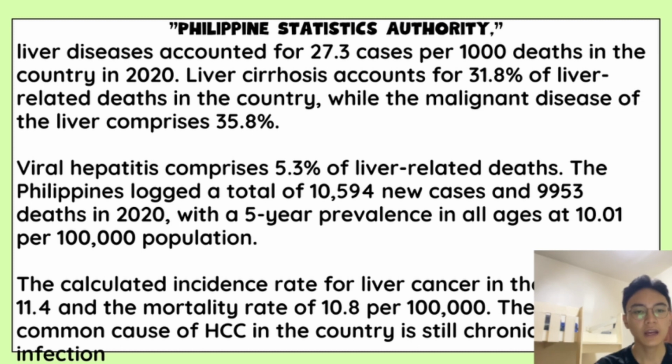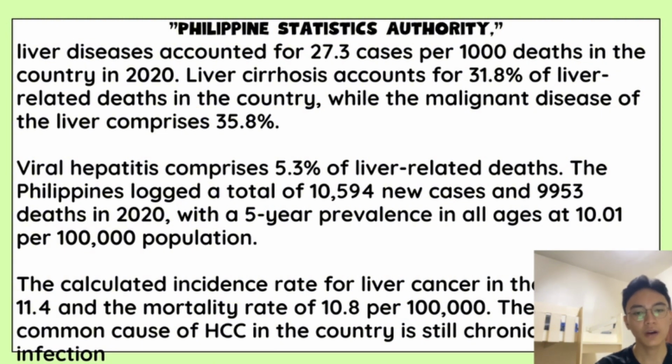Liver cirrhosis accounts for 31.8% of liver-related deaths in the country, while malignant disease of the liver comprises 35.8%. Another is viral hepatitis, which comprises 5.3% of the liver-related deaths.